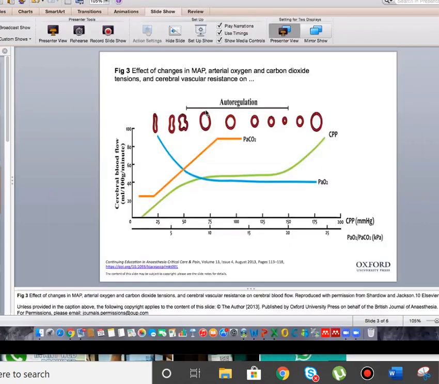Lahiru, you're at the top of the list, so I'm going to ask you. Lahiru? Yes, sir. What can you tell? How do you apply the knowledge of this graph when you are dealing with a head injury patient who is 70 years old and who is hypertensive for 10 years?